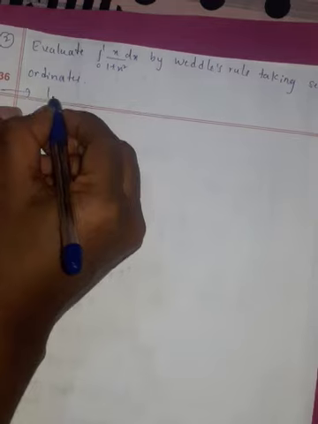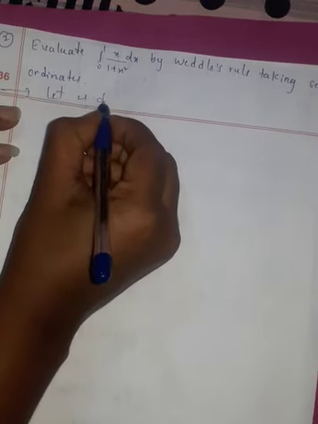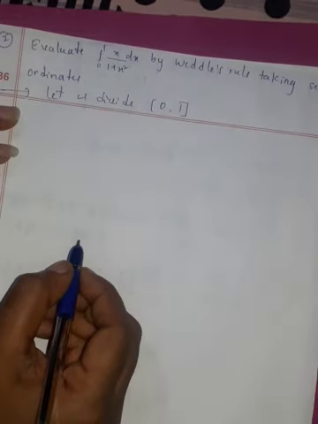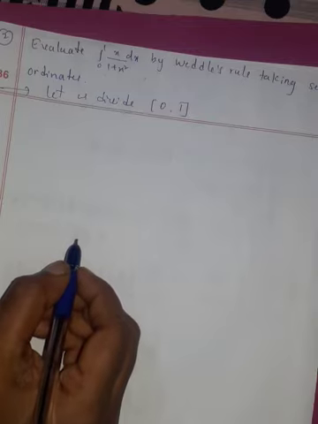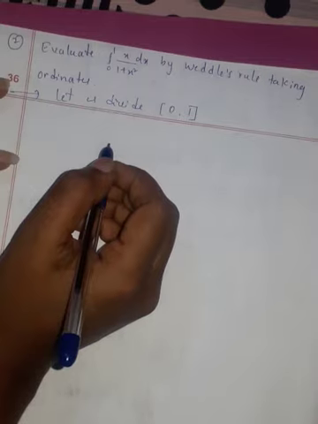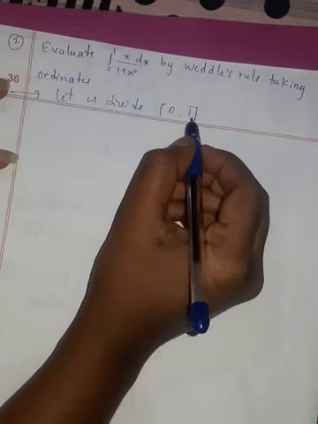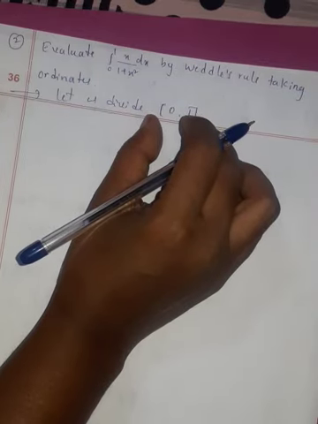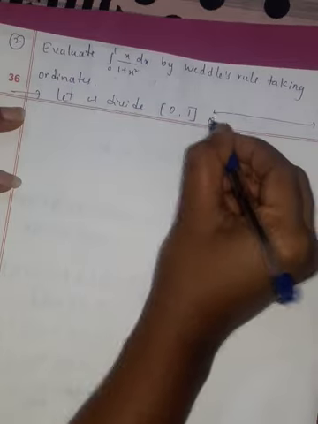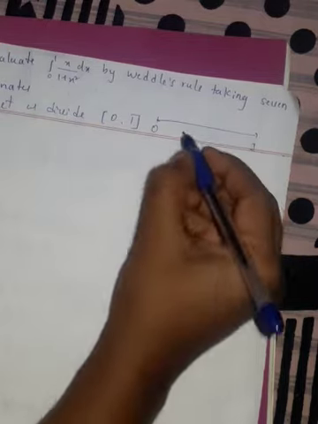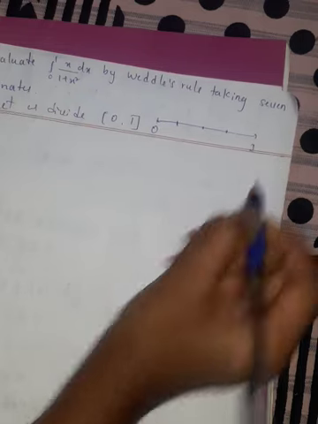What is our interval? First let us divide the interval here. The interval is 0 to 1. We have to divide this interval in 7 ordinates. So ordinate means what here? In this interval we must divide this interval into 6 equal parts. This is our 0 to 1 interval. As I told, ordinates means the values or points. So parts are different from ordinates.